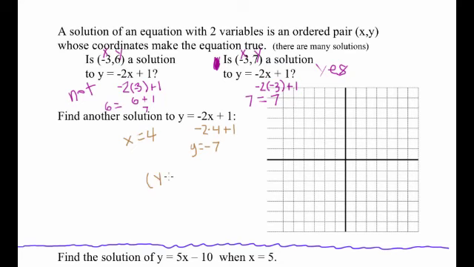So our ordered pair for another solution would be 4, negative 7. Now we can graph these 2 points. Negative 3, 7, that's right here. And x equals 4, y equals negative 7 is down here. So those are 2 points that are solutions to y equals negative 2x plus 1.